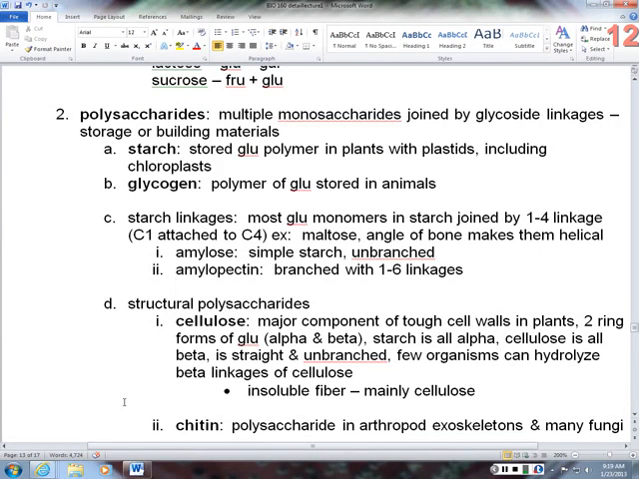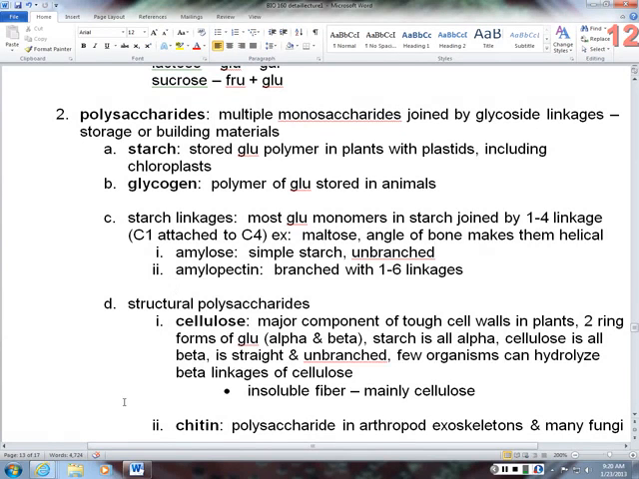So what's going to make the difference between what you can digest and what you can't digest is you can digest the alpha bonds that starches make. You cannot digest the beta bonds that cellulose makes. So if you go eat grass, which is going to be high in cellulose, grass is going to come out the other end with the only change being how much you chewed the grass, where a cow actually has enzymes to break that down in there.